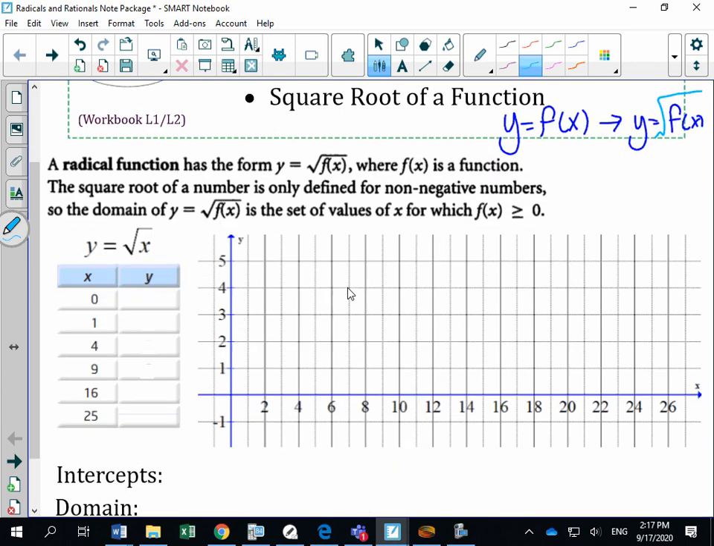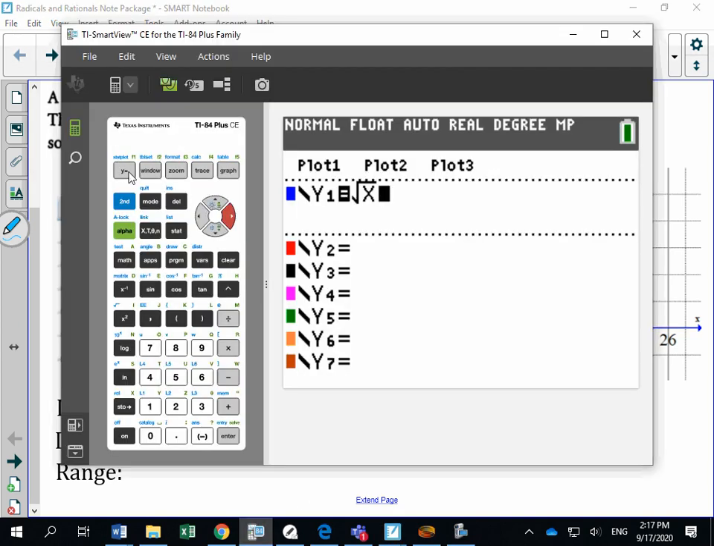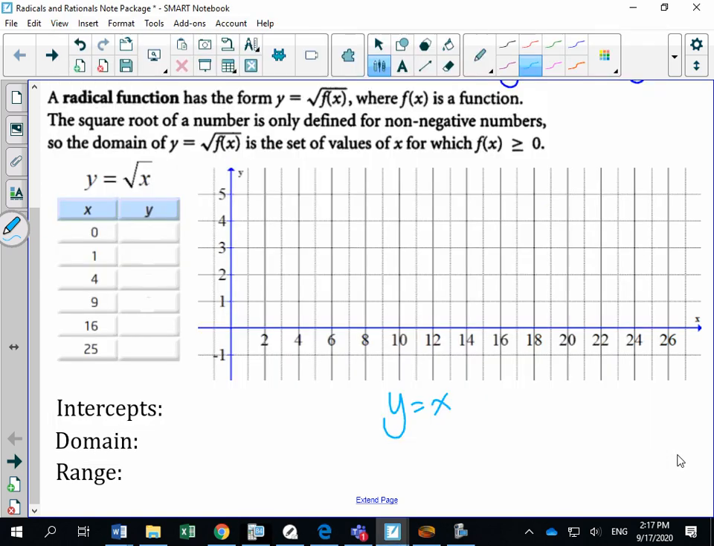So what we're going to do now for this question is take y is equal to x, and you know that y is equal to x is a linear line. Here's the equation of y is equal to x. What we're going to do is take this linear line and transform it into y is equal to the square root of x.